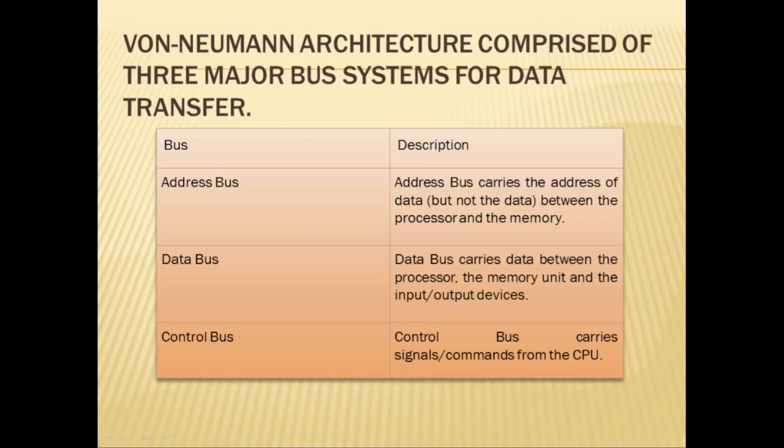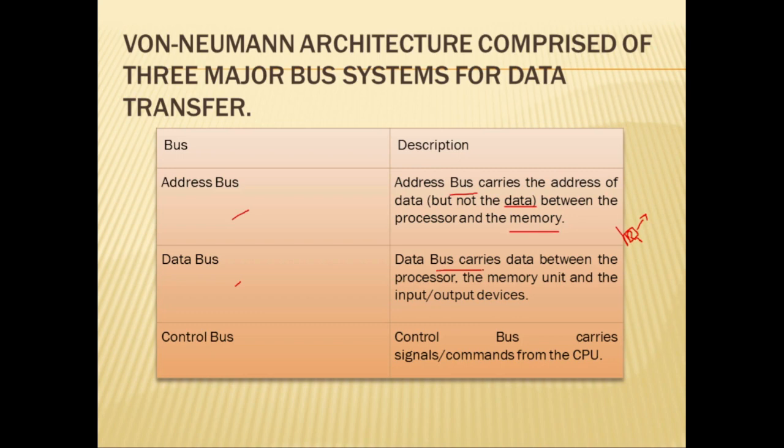In Von Neumann architecture, the bus is classified into three buses: address bus, data bus, and control bus. Address bus carries the address of the data, but not the data. For example, if the data is present in register 1, the address bus is going to carry the register 1 address. It does not care what the data is, only the register address between the processor and the memory.